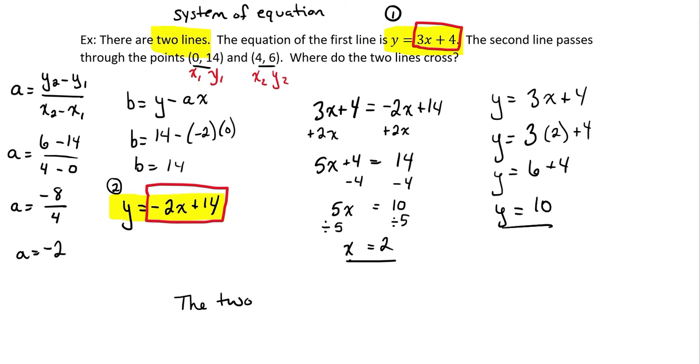The two lines cross at the point 2, right? We always write our x first. 10. Let's take a look at one more question, a different way that we might see a system of equations.